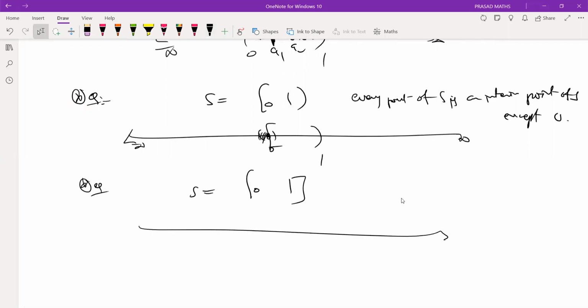Is it a neighborhood of all its points? Yes, except the two endpoints. These are the troubling points. So therefore, the same reasoning applies.